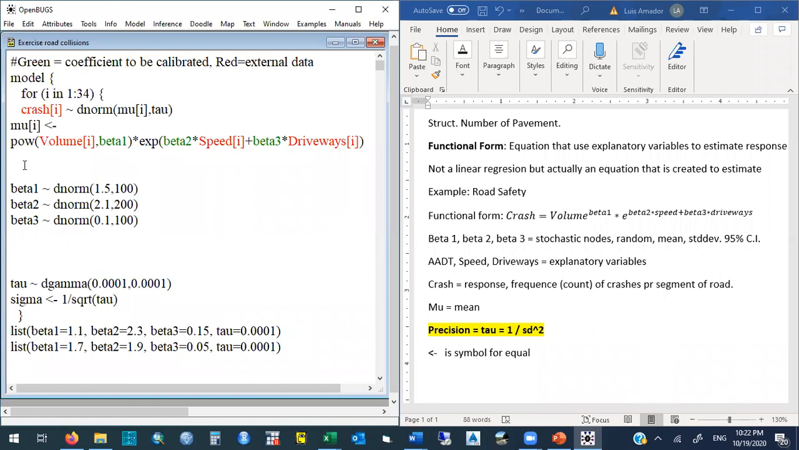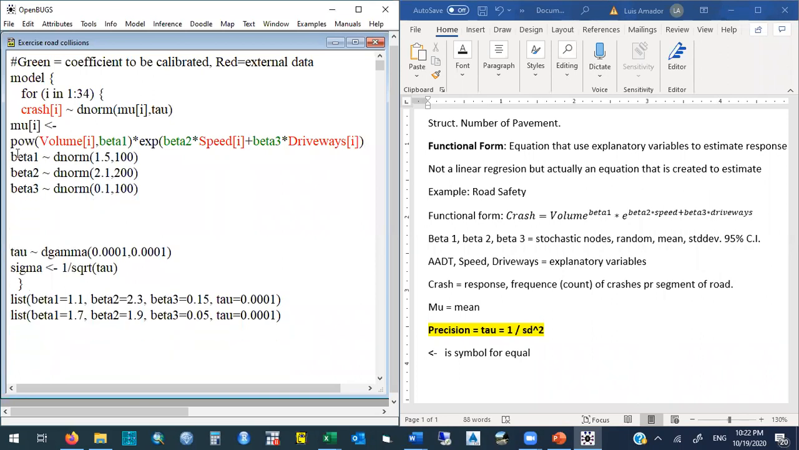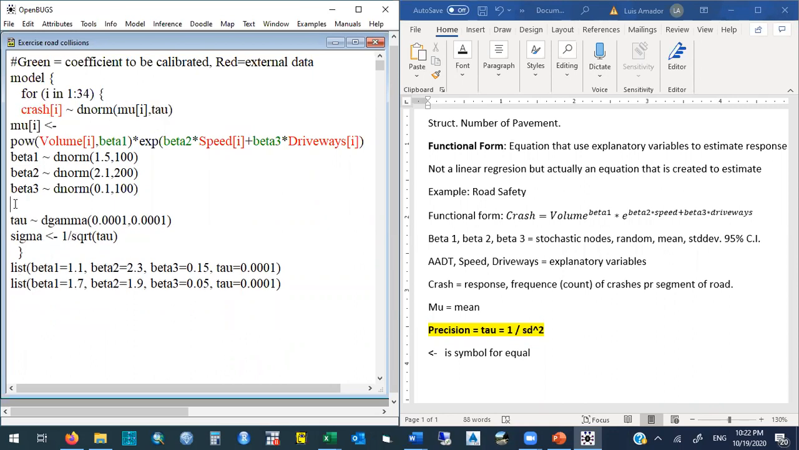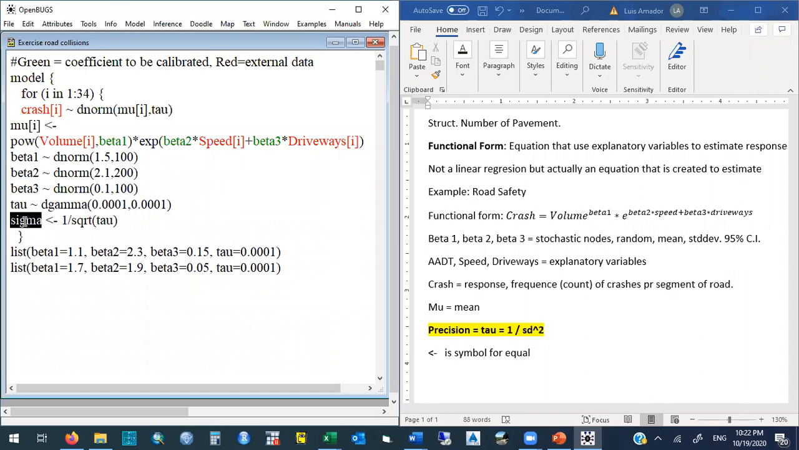This is why I didn't want to start with the most complicated one, because you need to understand the little chunks here. This is for every collision, how much variability on the prediction of that collision there is. And this is just to estimate the standard deviation in case I want.